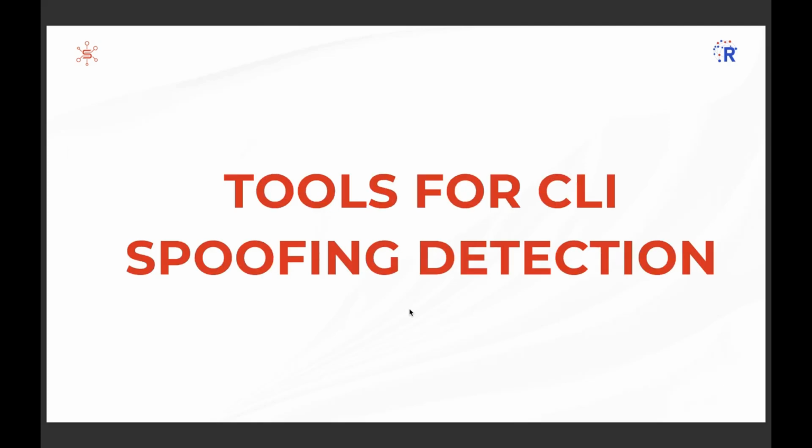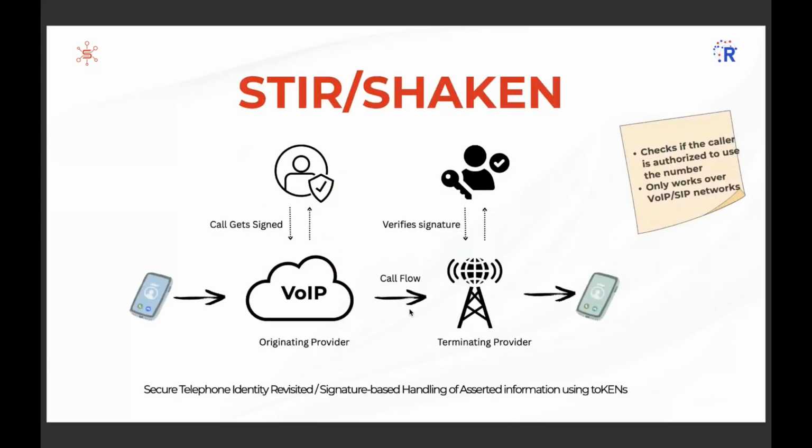So now we will tackle the most important tools used to fight back against CLI spoofing. We will start with the most used one, and that's the STIR/SHAKEN framework. It's already widely used in places like the US and Canada, and it's become the standard for securing caller identity in modern networks. So let's break down what it actually means. STIR stands for Secure Telephone Identity Revisited, and SHAKEN stands for Signature-based Handling of Asserted information using toKENs. It sounds complex, but you can think of it like a digital passport system for phone calls.